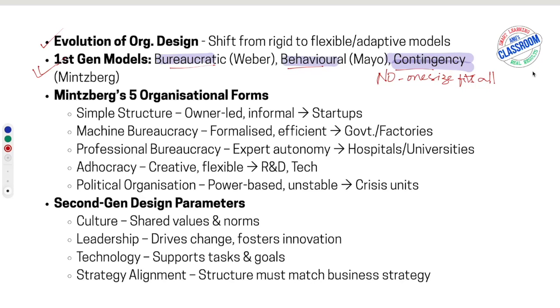What are they? Structure, I'll just write it down here. Structure, technology, tasks, environment, and strategy. According to Mintzberg, to create the best organizational structure, you need to make sure that your organization structure aligns with the technology, the tasks, environment, and strategy. If all these 5 things are in alignment, then you will have an optimal organization design.